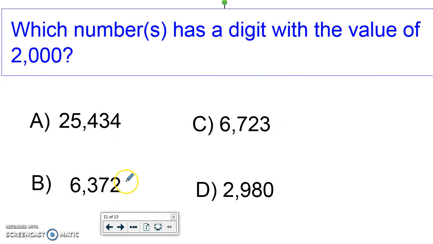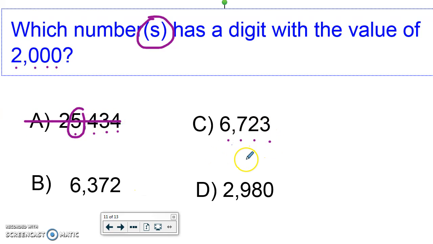Okay, let's look at the next one. Which number or numbers, ooh, look at this, an S on there, has a digit with the value of 2,000? There might be more than one right answer. Well, let's look. 1, 2, 3, 4. The fourth place value over, the one right next to the comma, is the thousands place. 1, 2, 3, 4. 5 is in that position. A cannot happen.